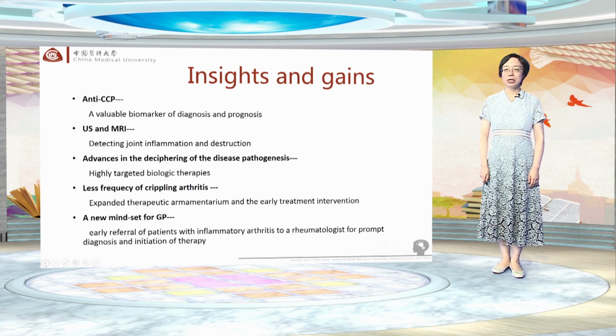Despite these gains, incomplete understanding of the initiating pathogenetic pathways of RA remains a barrier to its cure and prevention. In recent years, the frequency of crippling arthritis has decreased remarkably. Much of this progress can be owed to the expanded therapeutic options and the adoption of early treatment intervention.